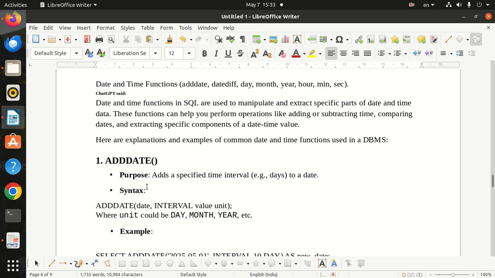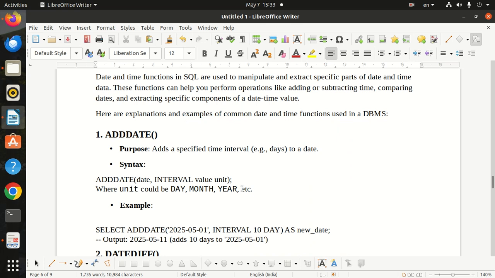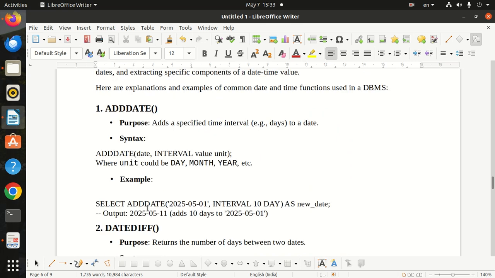Add date. The purpose of this function is to add a specified time interval, for example days, to a date, which has the syntax ADDDATE(date, interval value unit), where unit could be day, month, year, etc.